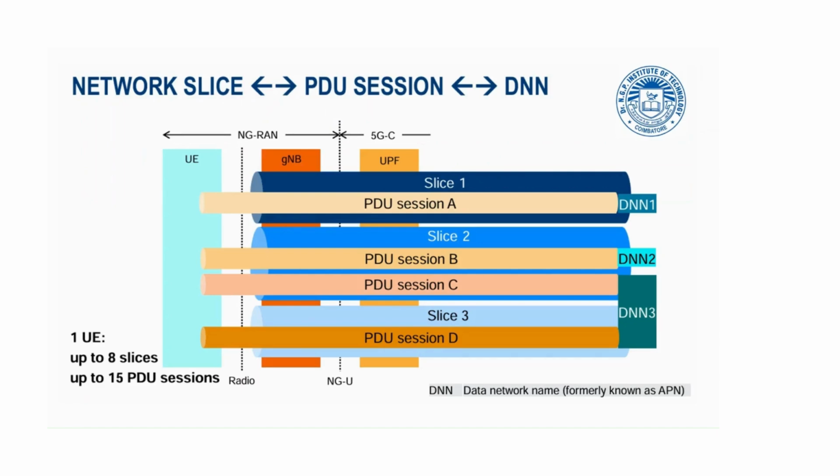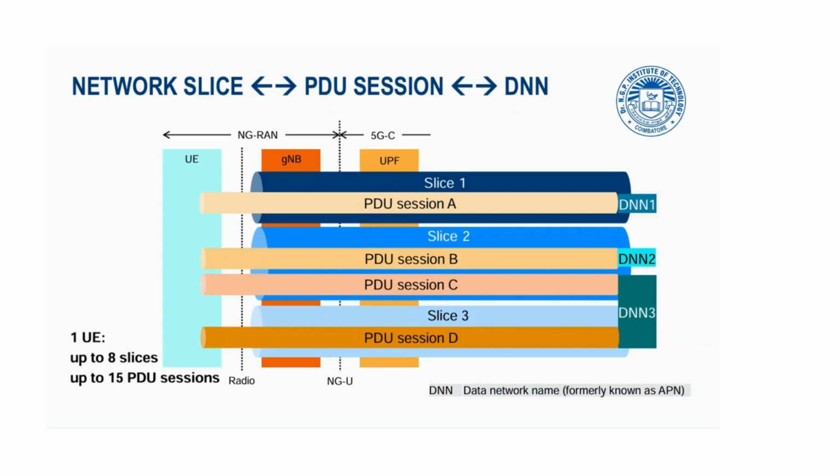So here, the PDU session represents a single IP data session carrying the user data. Each PDU session is anchored to a network slice and connects to a specific data network name. The destination data network for user traffic could be a particular DNN1, DNN2, DNN3, and so on. Each user equipment can connect to multiple slices, up to 8, and multiple PDU sessions, up to 15. Inside each slice, user equipment can establish one or more PDU sessions, each pointing to a different DNN.